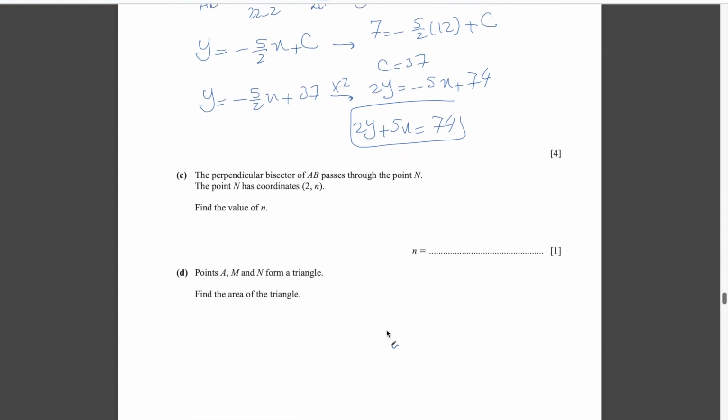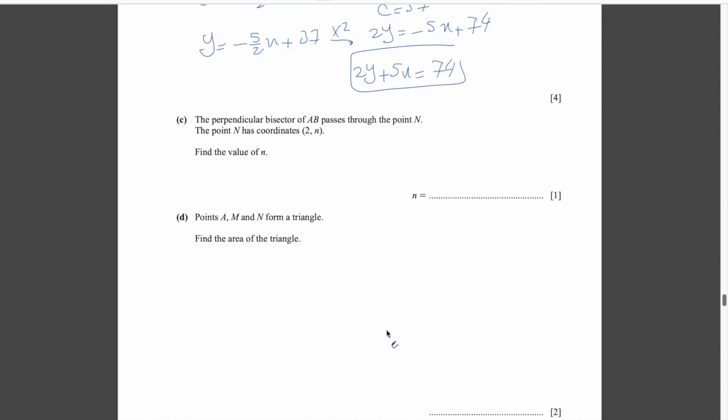Next part, part C. It says the perpendicular bisector of AB passes through the point N of coordinates (2, n). Find the value of n. So you have x, find y, replace. So 2n plus 5 times 2 is 74. 5 times 2 is 10, so 74 minus 10 will be 64. 2n will become 64, so n will be 32.